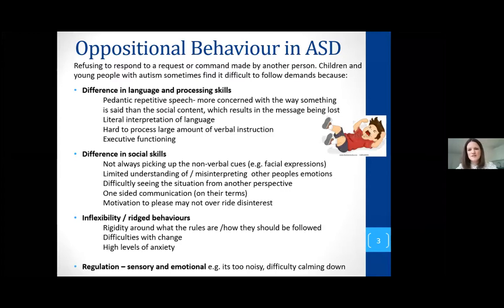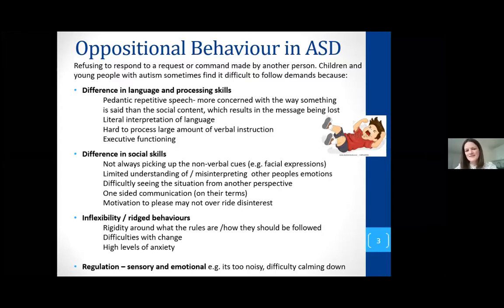So first of all, just going to talk a bit about what oppositional behaviour is in autism spectrum disorder. We talk about oppositional behaviour being refusing to respond to a request or a command made by another person. Children and young people with autism might find it really difficult to do that because of a number of things. We know that they have differences in the way they process language and understand things. So they might be quite pedantic and repetitive in their speech.